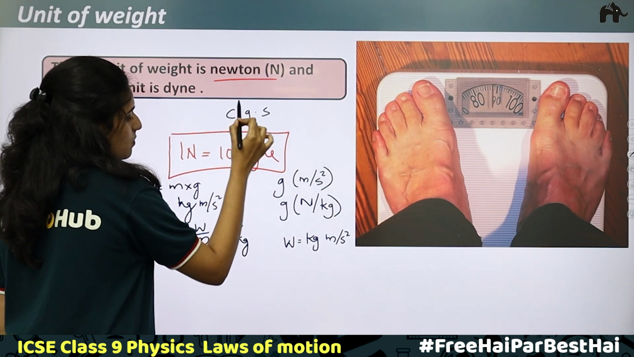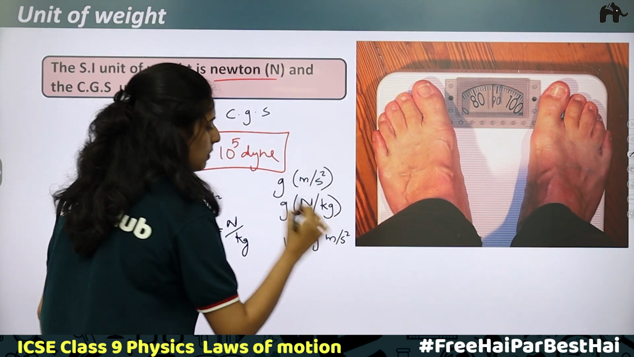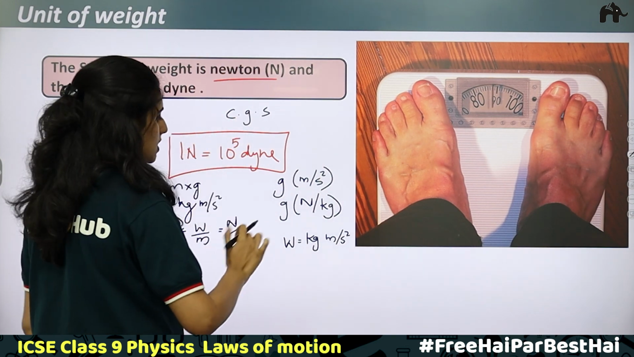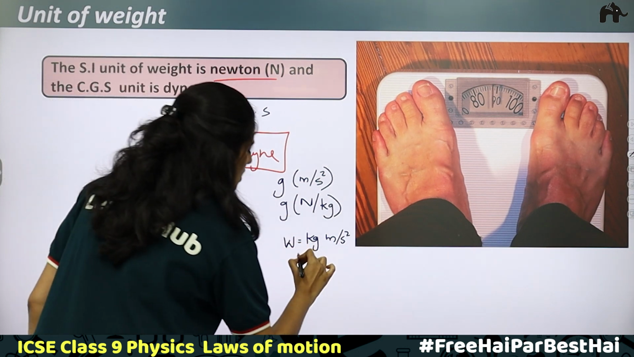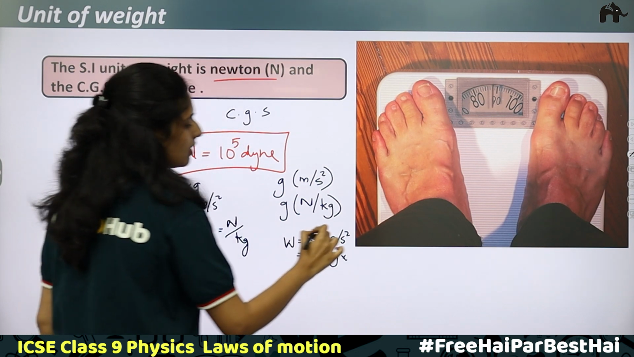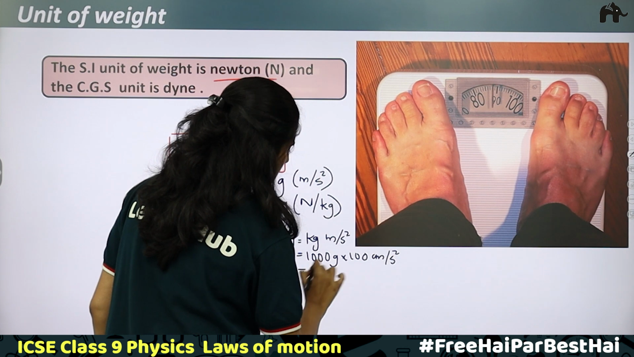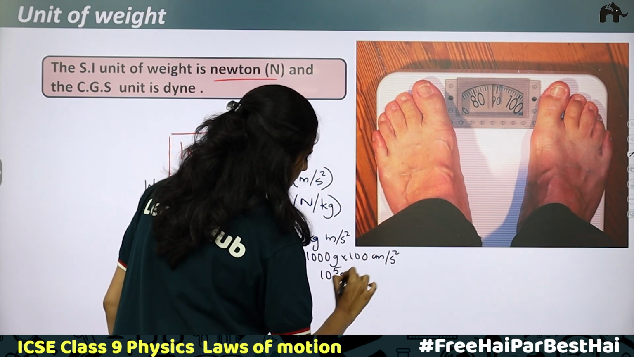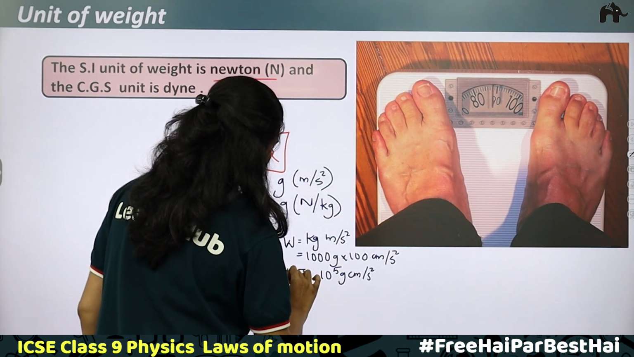CGS means first we have to convert the meters into centimeters. We know that 1 meter is equal to 100 centimeters, and convert the kilogram to gram. 1 kilogram is equal to 1000 grams. So this becomes 1000 grams into 100 centimeter per second square, which is equal to 10 raised to 5 gram centimeter per second square is 1 Newton.